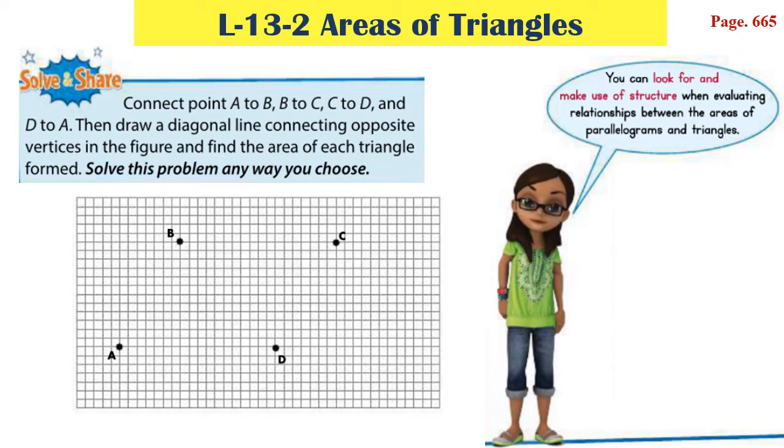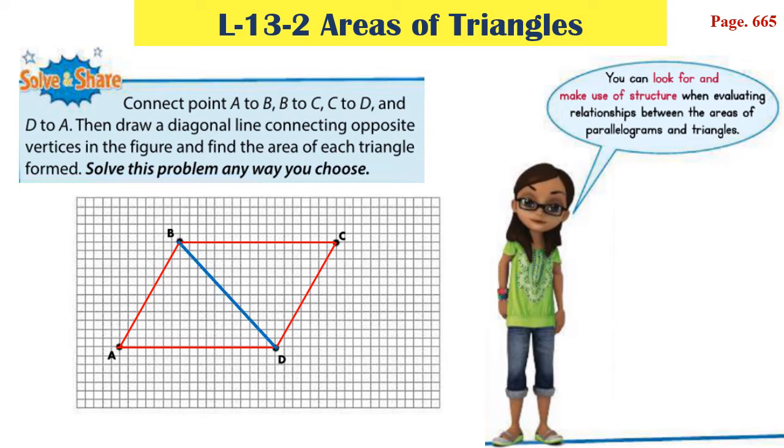You can look for and make use of structure when evaluating relationships between the areas of parallelograms and triangles. Very good. Connect A to B, B to C, C to D and D to A. What kind of figure did you get? Good, a parallelogram. Let's draw a diagonal line that connects opposite vertices B and D.